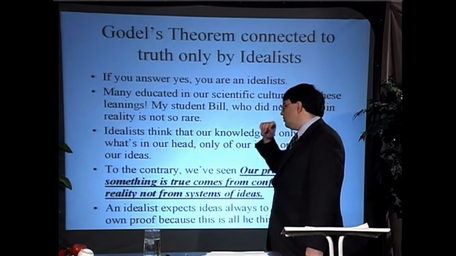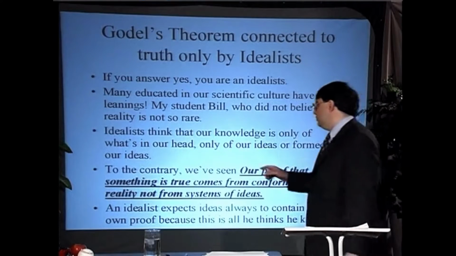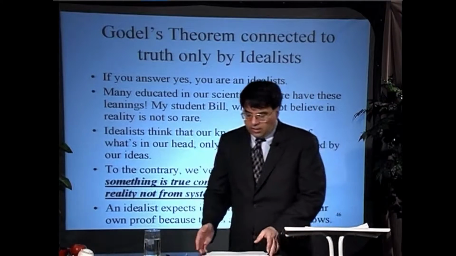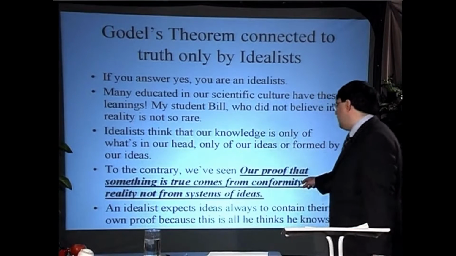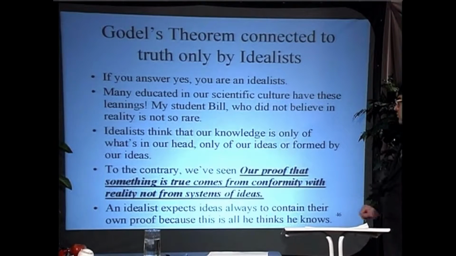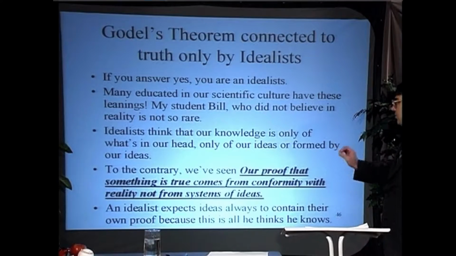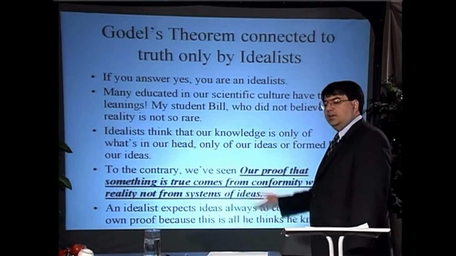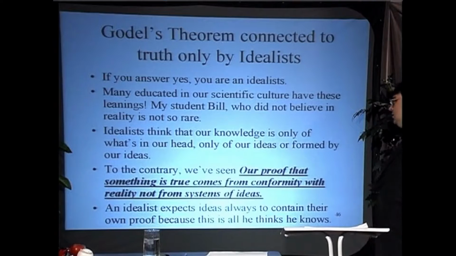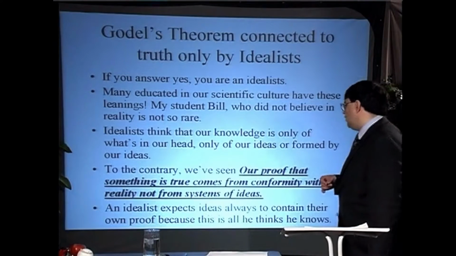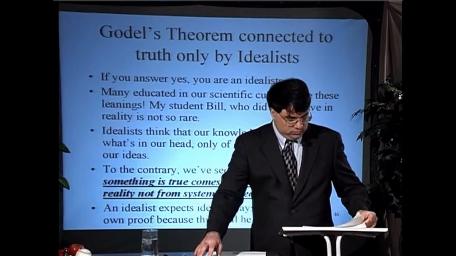Idealists think that our knowledge is only what's in our head, only of our own ideas. To the contrary, we've seen that in order to understand reality, we have to be willing to conform to it. In fact, we'll see the profundity of this as we move along. Truth has to do with the conformity to reality, not with a system of ideas. An idealist expects ideas to always contain their own proof because he thinks this is all he knows.